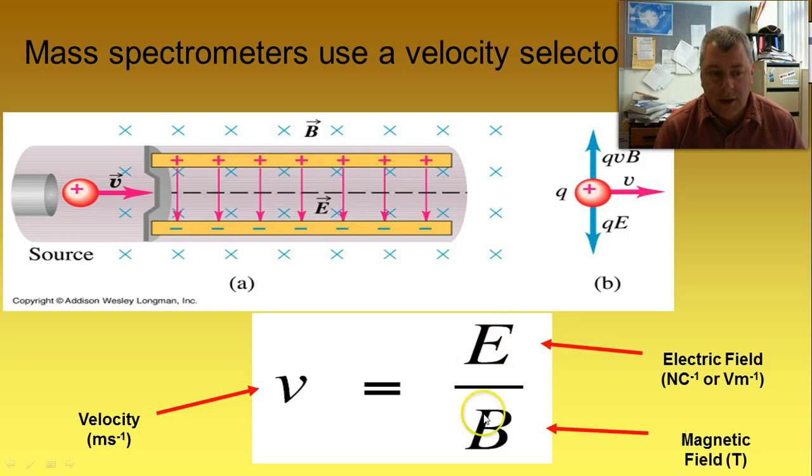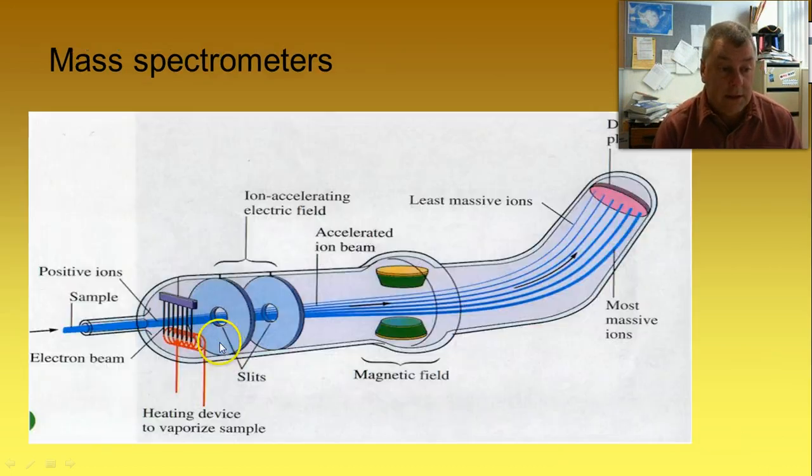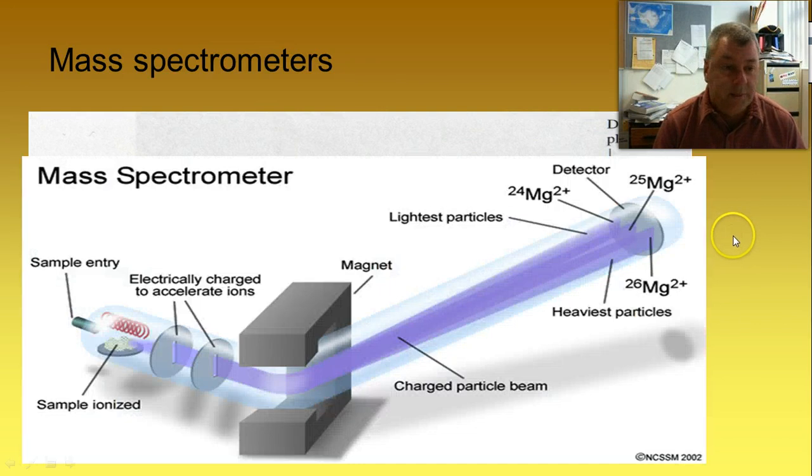So if we know either these two, we can work out the velocity that's being selected by it. Alright, and mass spectrometers use that. In this case they've got an electron beam. So this might be a sample that you've chemically dissolved, you put it onto a filament, it vaporizes it, you get ions, they get accelerated through an electric field, we've done all this, and then they experience a magnetic field and they get separated and sent to the detector plate.